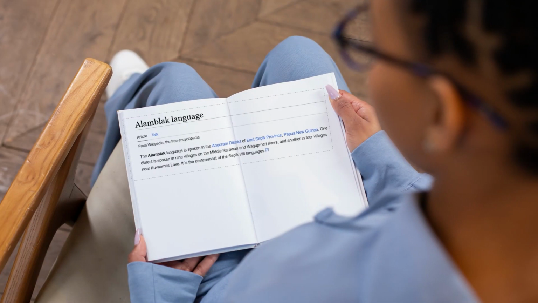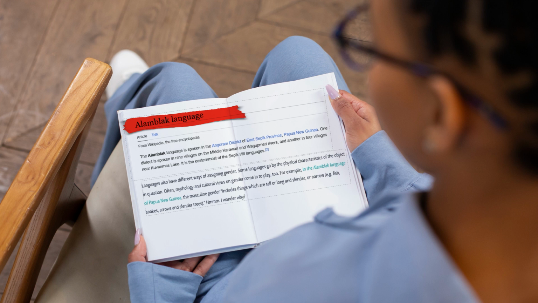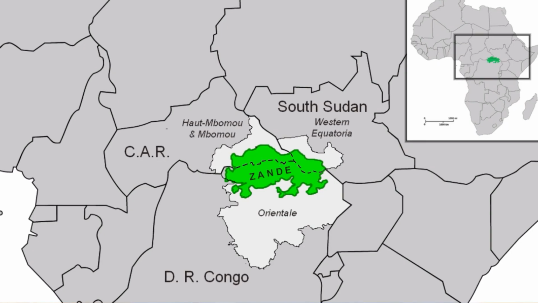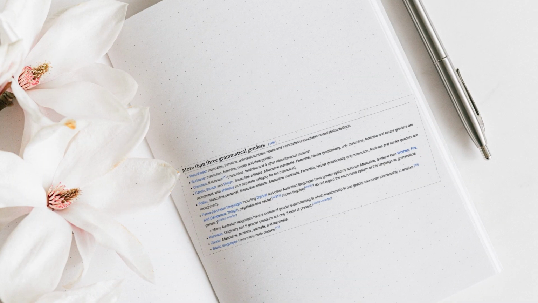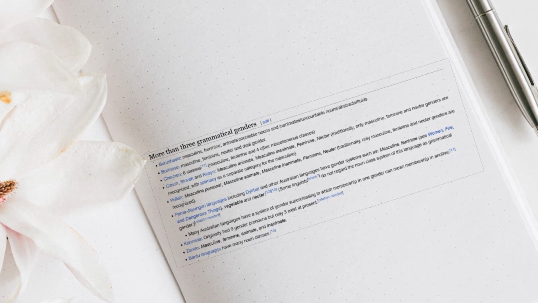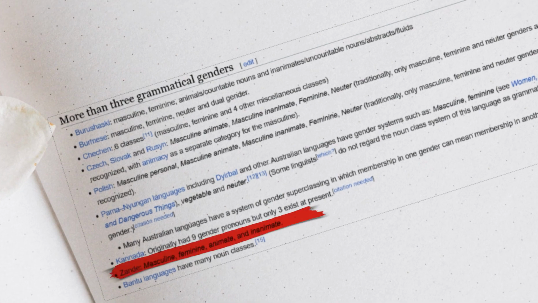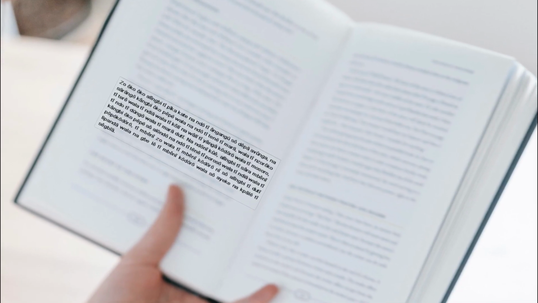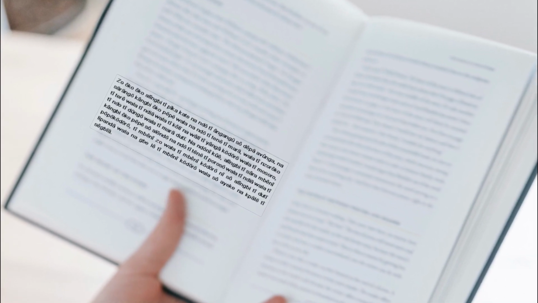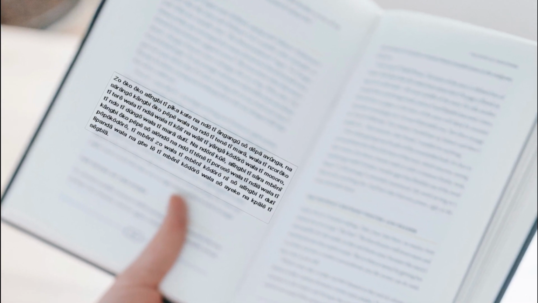For example, in the Alemblak language of Papua New Guinea, the masculine gender includes things which are tall or long and slender or narrow. Meanwhile, the Zande language of Africa divides nouns into 4 genders: masculine, feminine, animal, and inanimate. However, some inanimate objects that are important in Zande mythology are classified as animate.